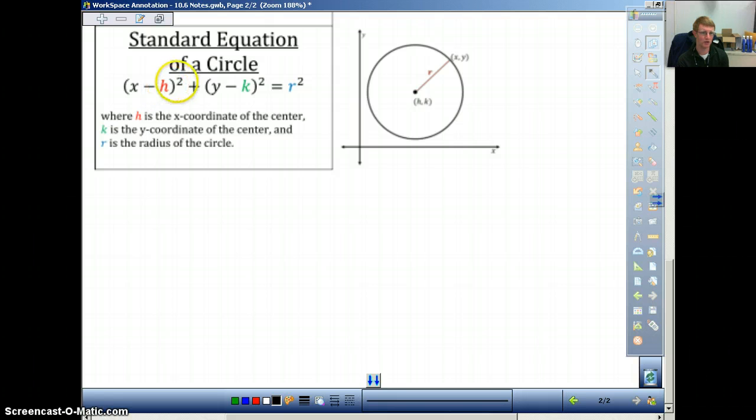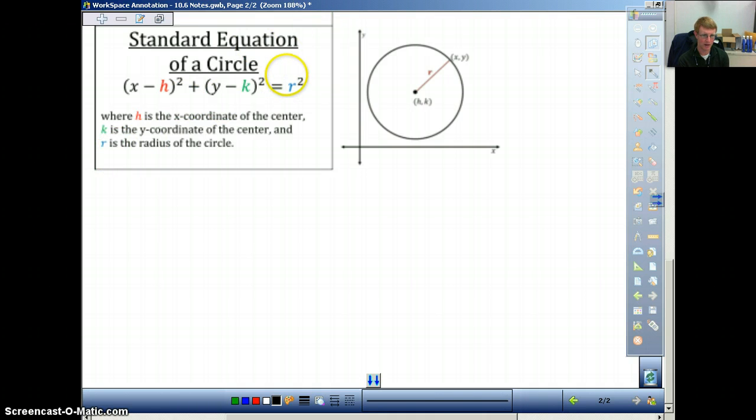We have x minus h squared plus y minus k squared equals r squared. And this is the important part. H, this portion, is the x-coordinate of the center of the circle. K is going to be the y-coordinate of the center. And then the r, whatever is being squared, is going to be the radius.